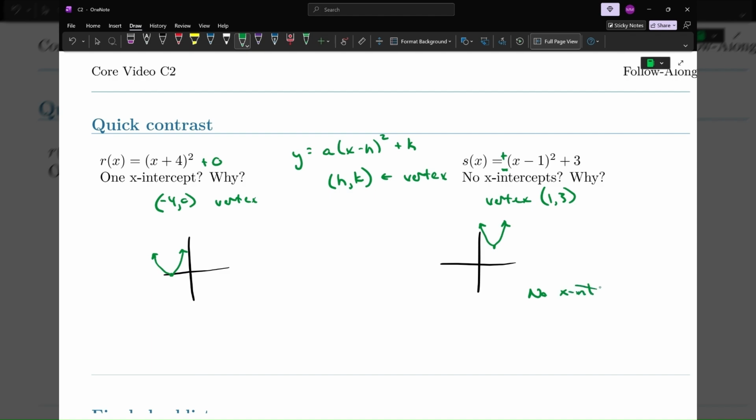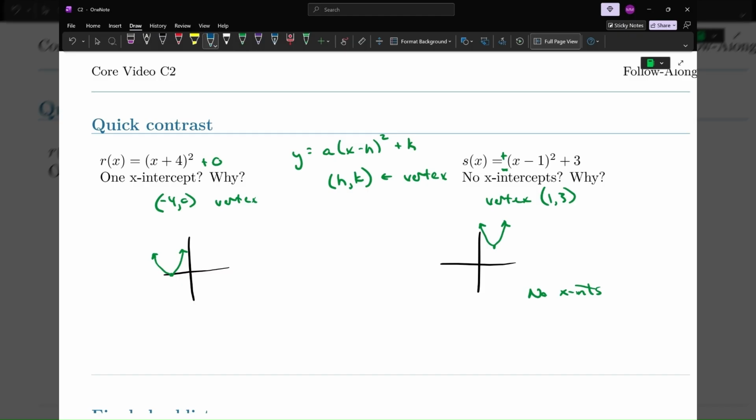Now, in a solution, that would say, hey, there's no solution because those lines don't hit each other. The parabola never hits the x-axis. So there's no x-intercepts, there's no solutions, there's no roots, there's no zeros. Those are, again, that language, slightly different, but the same general idea.